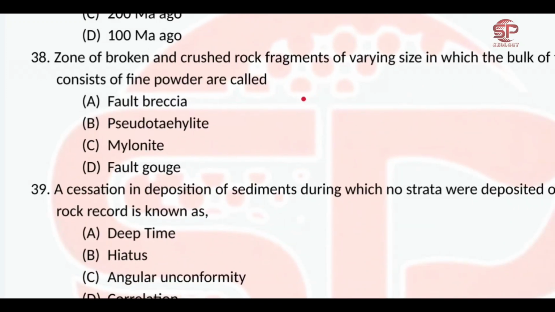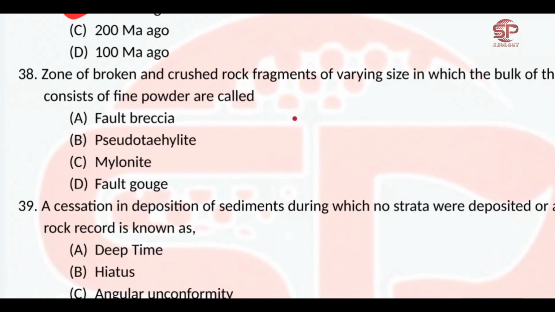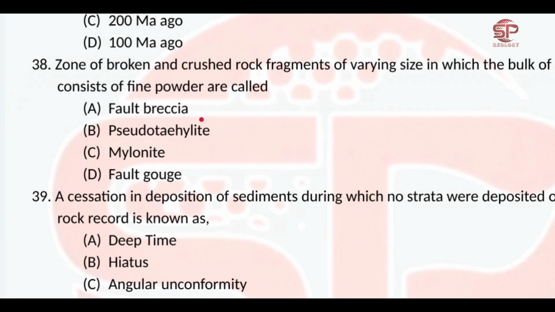The zone of broken and crushed rock fragments of varying size in which the bulk of the rock consists of fine powder is called fault gouge. Fault breccia and fault gouge both consist of broken crushed rock, but fault gouge has a higher matrix percentage than fault breccia. So the answer will be fault gouge. Pseudotachylite is formed during earthquakes. Then mylonite is a ductile rock formed during faulting at greater depth.